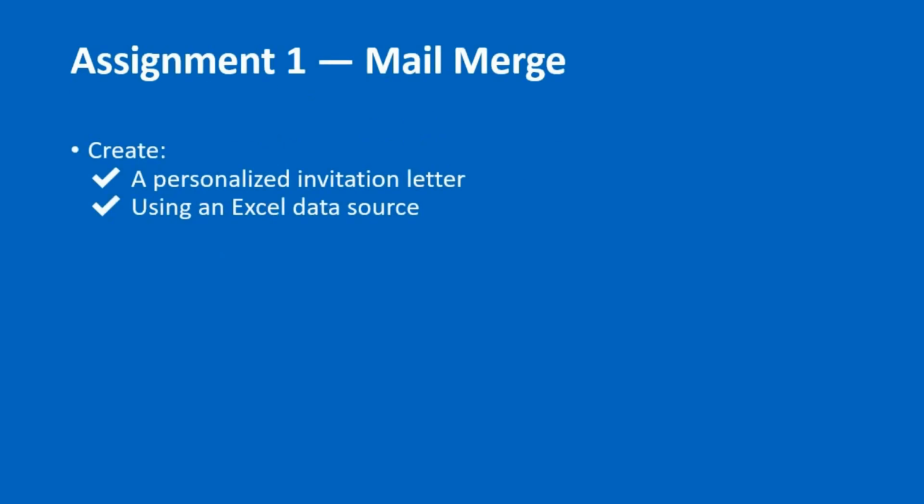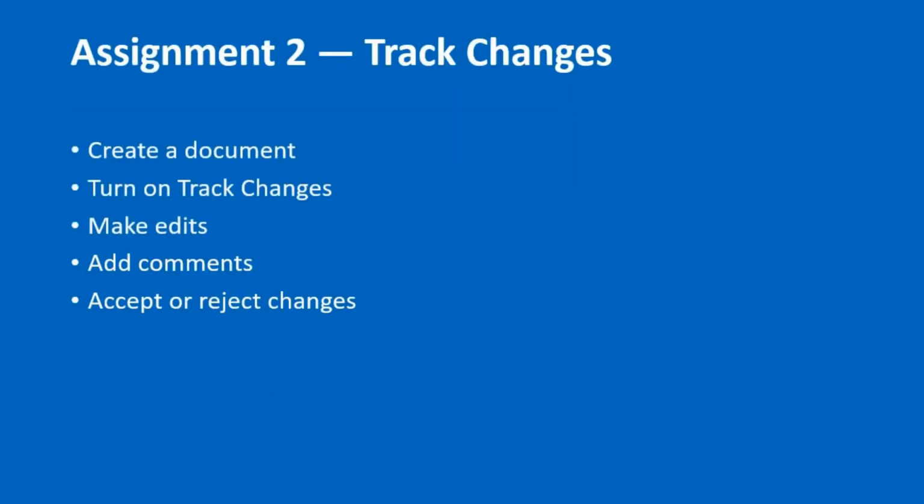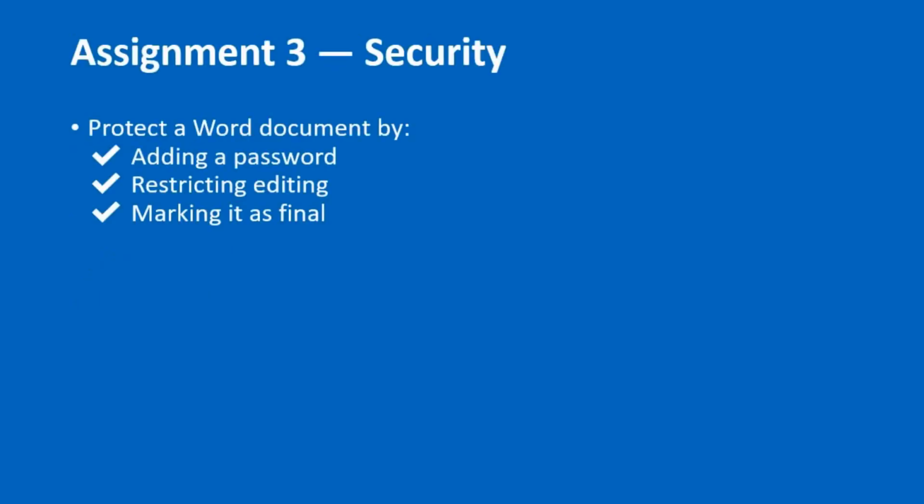Assignment 1. Mail merge. Create personalized invitation letters using an Excel data source. Assignment 2. Track changes. Create a document. Turn on track changes. Make edits. Add comments. Also accept or reject changes. Assignment 3. Protect a Word document by adding password, restrict editing, and also marking it as final.